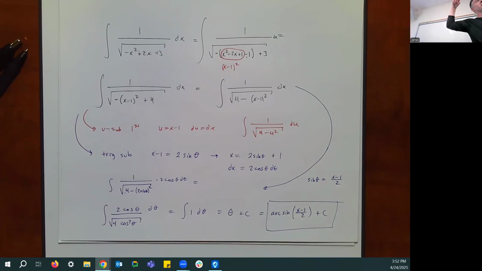And a radical could mean a square root. It could mean something to a 3/2 power. It could be something to a 5/2 power. Your power could be anything where it's a radical with a 2 as the denominator.